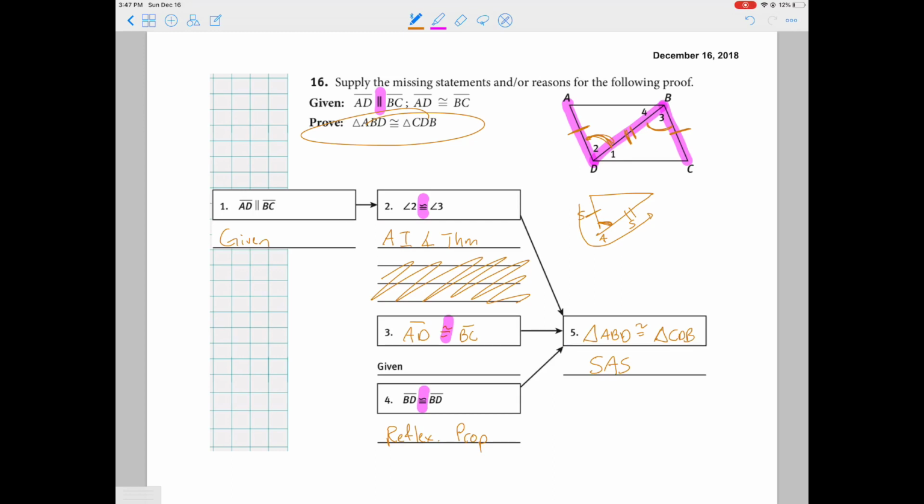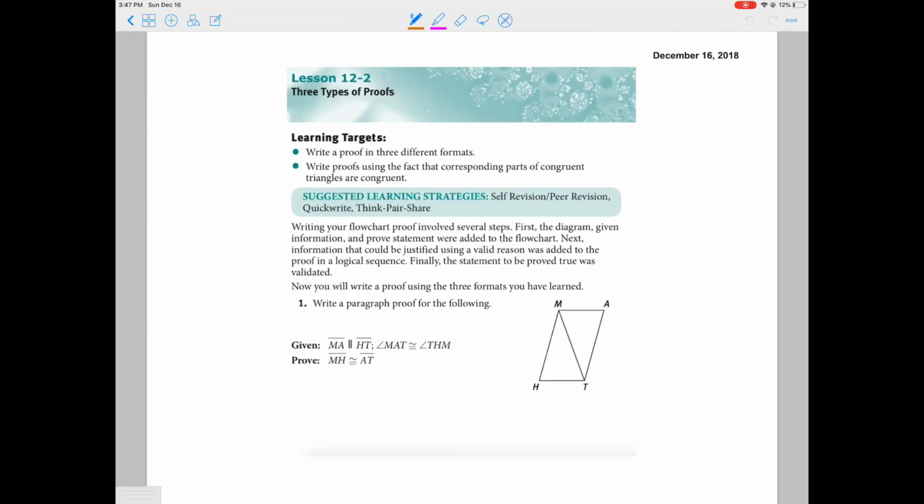We could then use this flowchart proof to write one of our other proofs. We can do a two-column proof. This would just be row 1, row 2, row 3, row 4, row 5. If we did it as a paragraph, it would be sentence 1, sentence 2, sentence 3, sentence 4, sentence 5. We're going to skip 17 and 18, and we're going to jump right to the pages for 12.2.